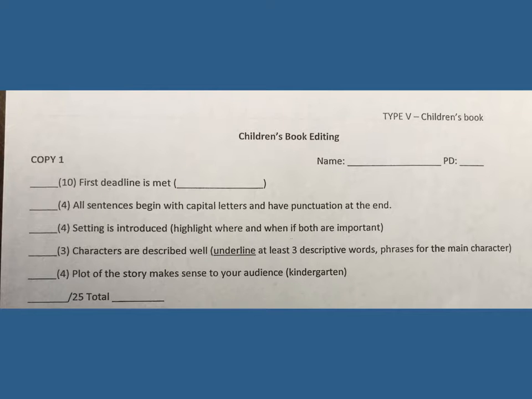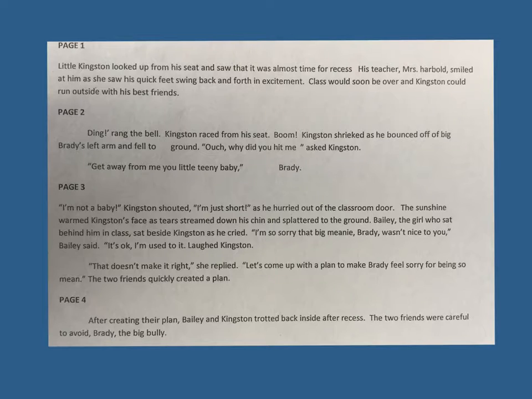The next thing we're worried about is setting. Setting is introduced and highlighted, where and when if both are important. So when I'm looking at my setting, I'm looking for a where and possibly a when. I see it's almost time for recess. So I'm going to highlight that because that's what time it is. That's the when. The where is actually a little bit later on in class, and your setting should be introduced sometime within the first page or 2. If you're doing a poem, it might not appear then, but for the most part, you want to have that setting right at the beginning so the reader knows what's going on.